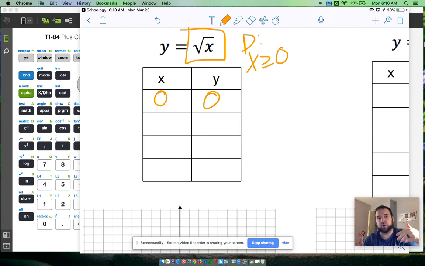And then I'm just going to keep going and choose the next numbers that I know the square root of that aren't a decimal and I don't have to worry about. So the next value of that is 1. The square root of 1 is 1. Square root of 4 is 2. And the square root of 9 is 3.